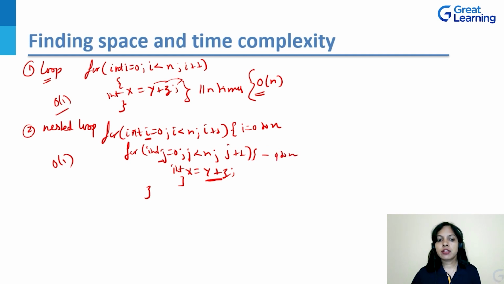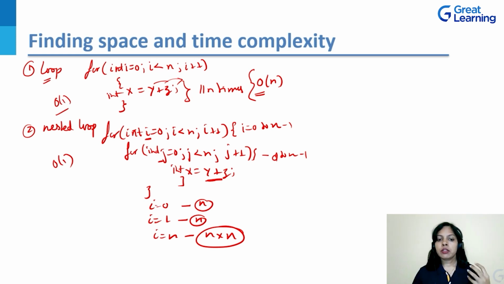It's 1 to n, because it's less than or equal to, or you can say 0 to n minus 1. It means for i value as 0, this code runs n times. Then for i value of 1, this code runs n times. For i value of n, this code will run n into n times. Are you getting my point? So this is a mathematical concept. So n into n, the time complexity for this will be O of n square.